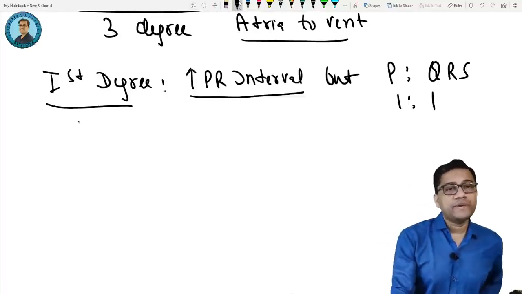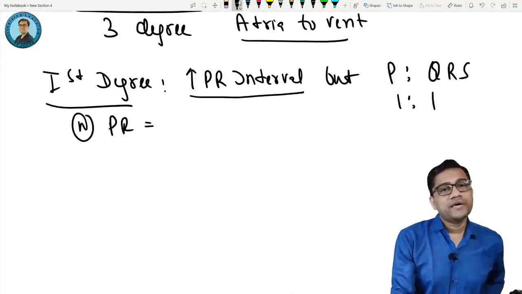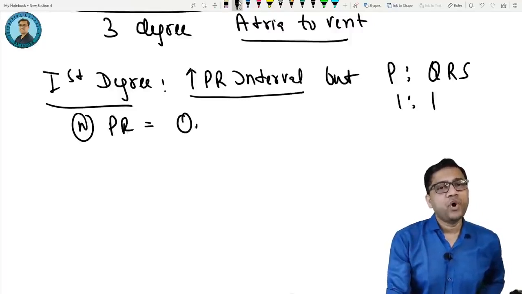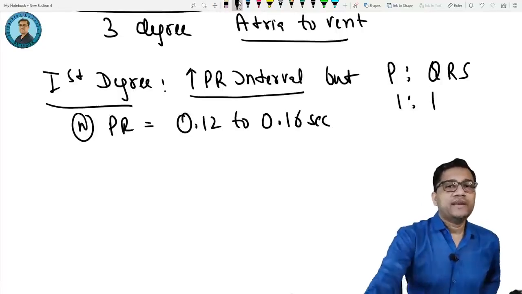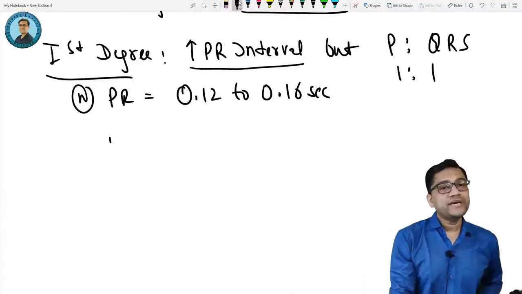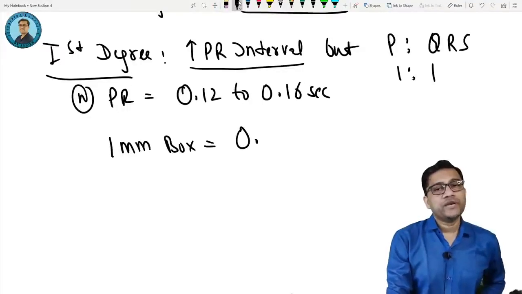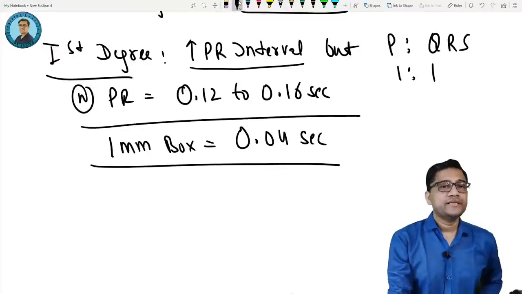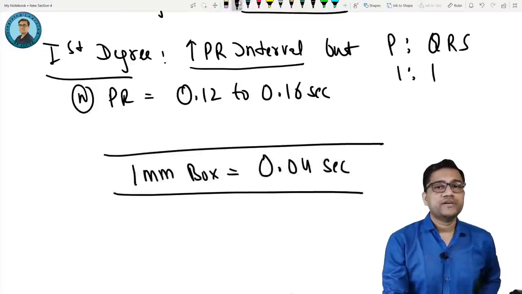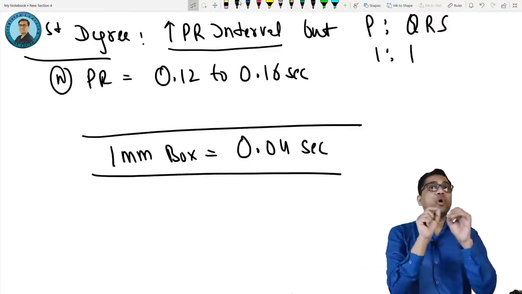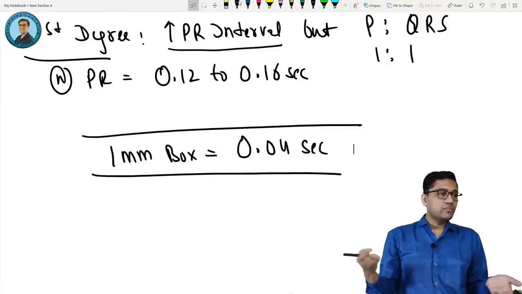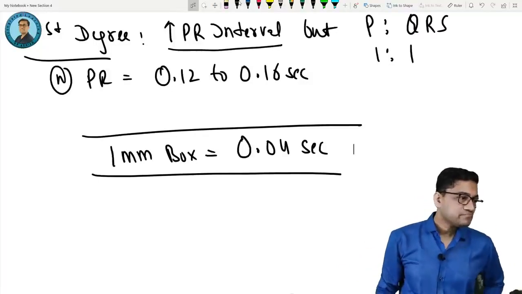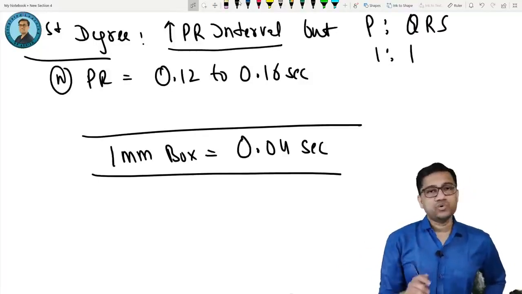So what is normal PR? Normal PR is 0.12 to 0.16 second. And remember a rule in ECG. The rule is 1 mm box is equal to 0.04 seconds. Are you clear? So what is 1 mm equal to? 1 mm is 0.04 seconds.